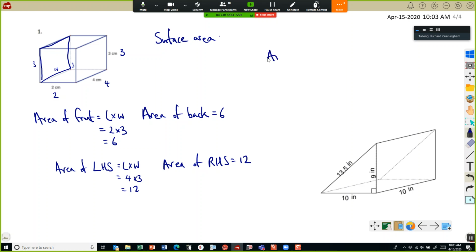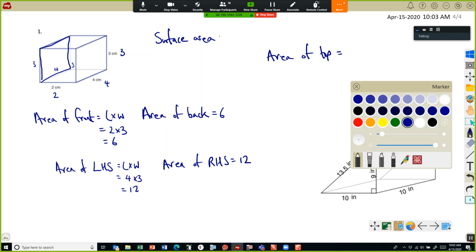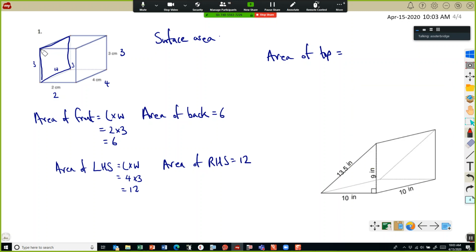What about the area of the top? What am I going to multiply together for the top? Yep, that's 4. This is 2. Okay, it's still a rectangle, so that's 2 times 4, which is 8. And what about then the area of the bottom? Yeah, it's going to be exactly the same, which is 8.